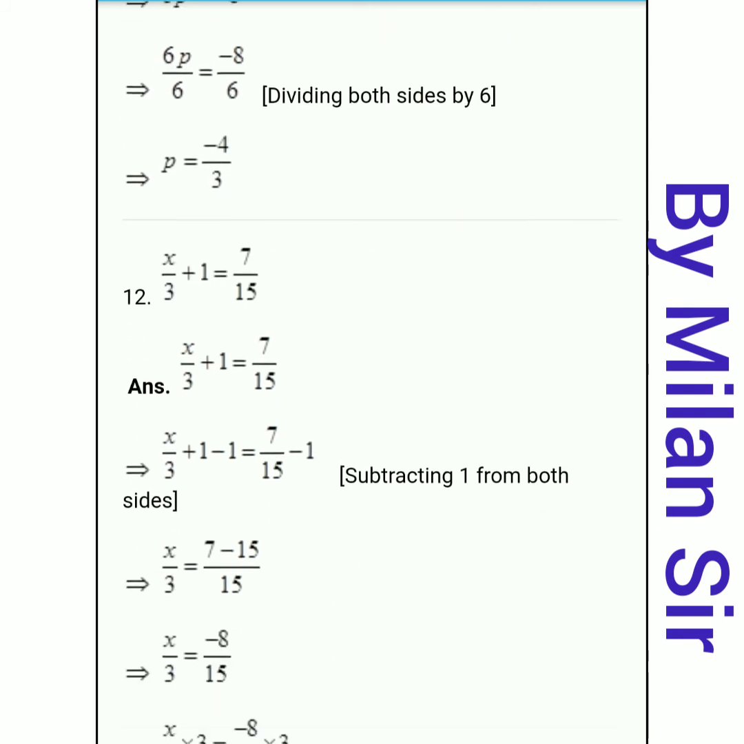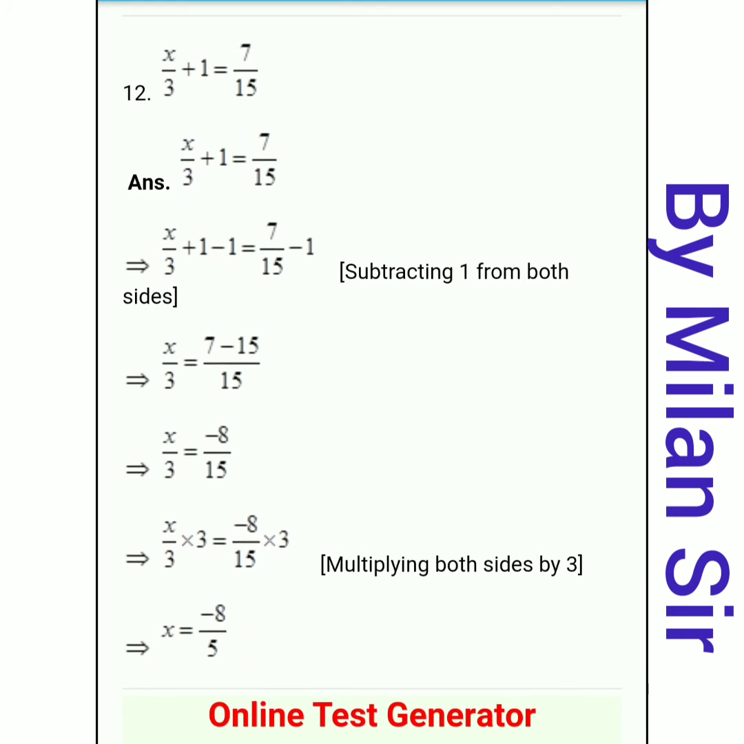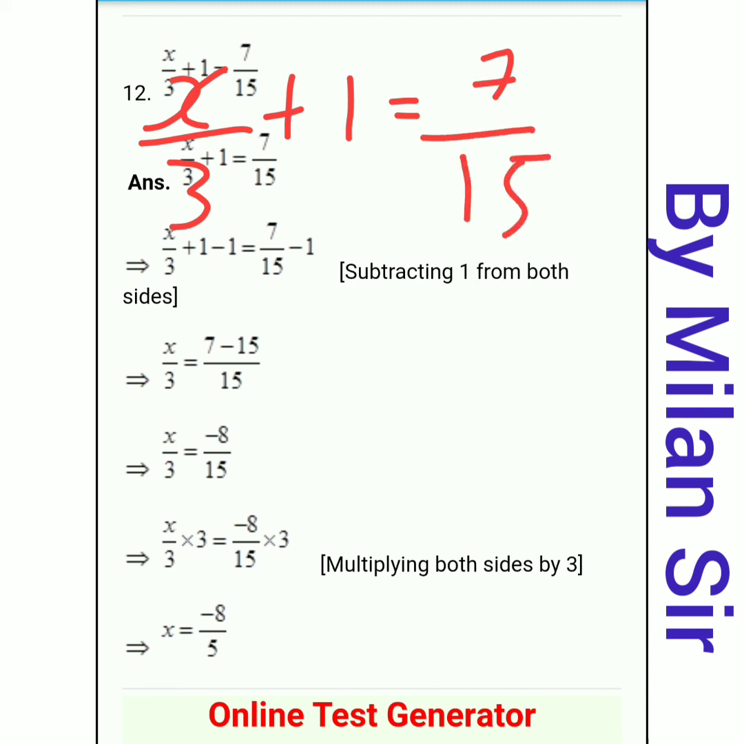Then question number 12. x by 3 plus 1 is equal to 7 by 15. Now here we have the term x which contains a denominator, right? So in total we have two things. First of all, we can transfer this 1 to the right hand side. Then we can take the LCM on the right hand side and we can solve it.